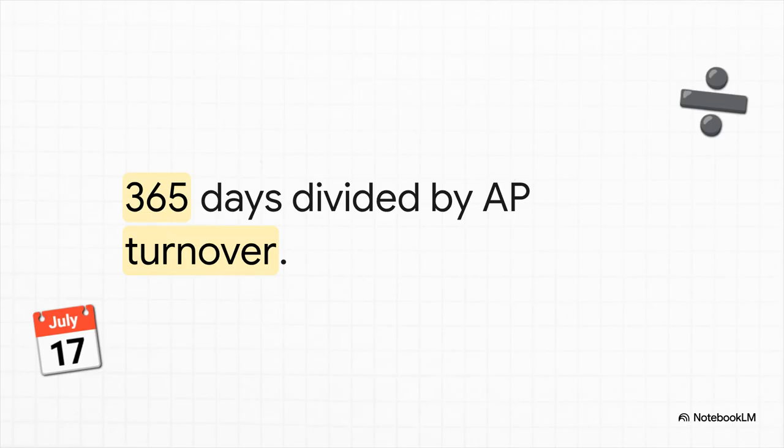The crucial point is that you simply take 365 days and divide it by that turnover ratio we literally just learned how to calculate. It beautifully converts a times per year multiple into an incredibly intuitive daily figure that managers and examiners can easily wrap their heads around.